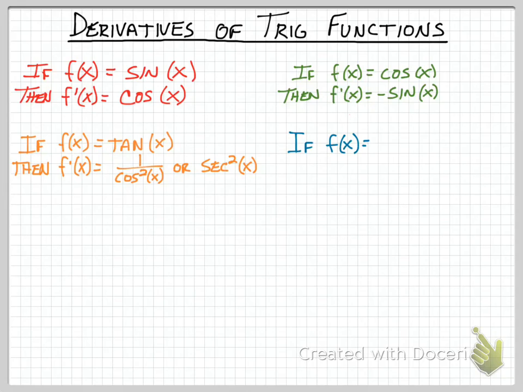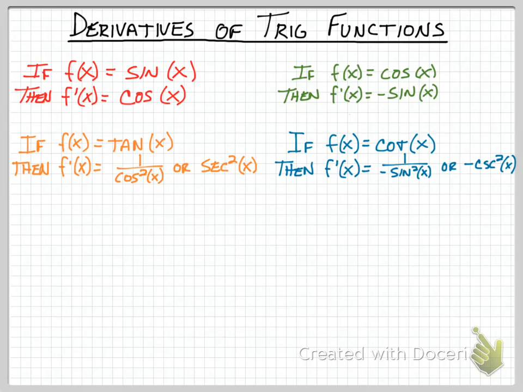If f of x equals cotangent of x, then our f prime of x is going to equal 1 over negative sine squared x. And again, the fraction 1 over sine x is the same as cosecant, so we could also say negative cosecant squared x. So either one of those is acceptable.